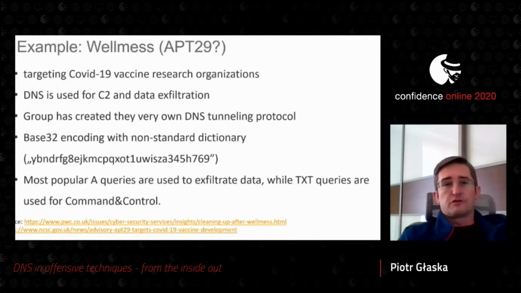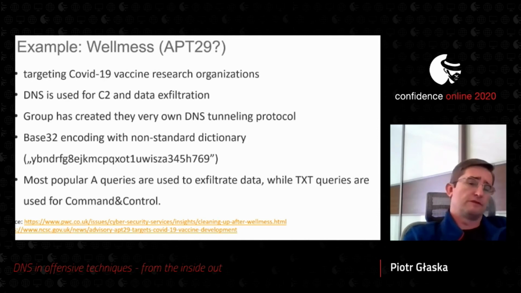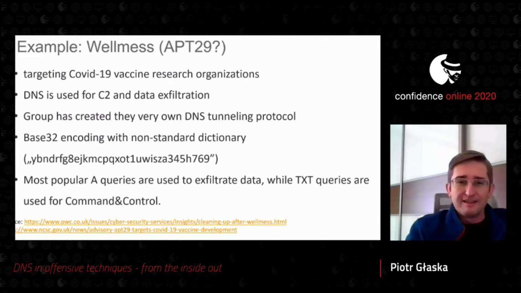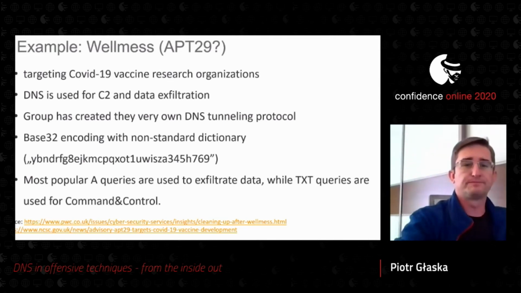Another example of advanced groups, WellMess malware, probably related to APT29, according to some UK and US security institutions. They were targeting companies which are doing research related to COVID-19 vaccine. And they are using DNS, they are using HTTPS for C2 for data exfiltration. And here we also can see that they are using base 32 encoding with non-standard dictionary. And here is the dictionary. So it's even more non-standard than the one used by the Invisimo group.